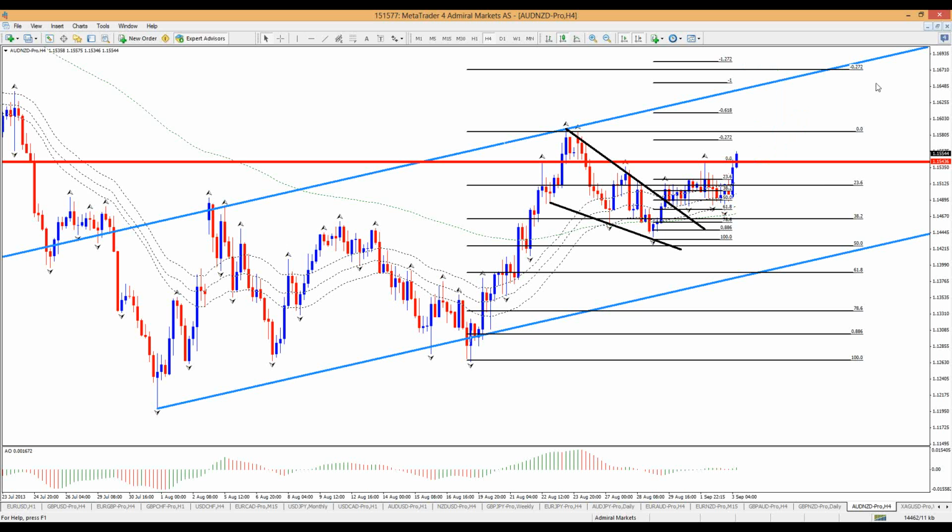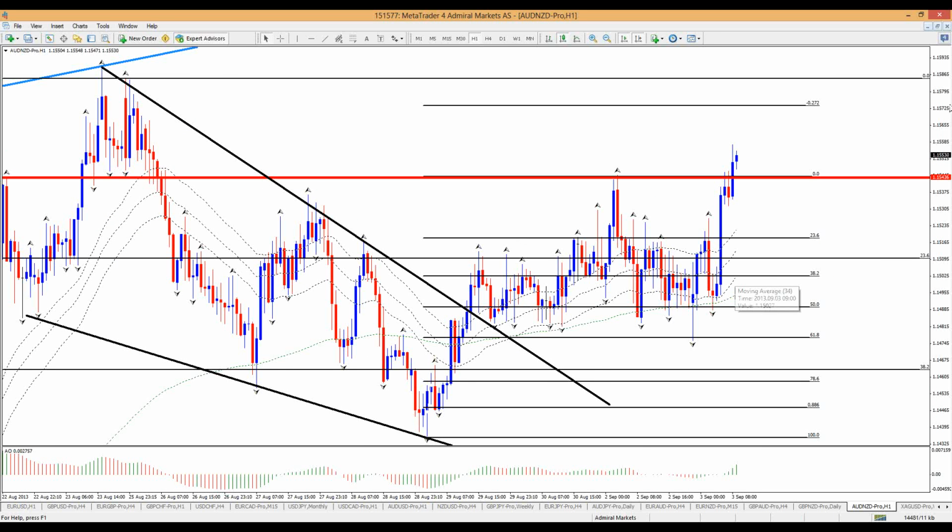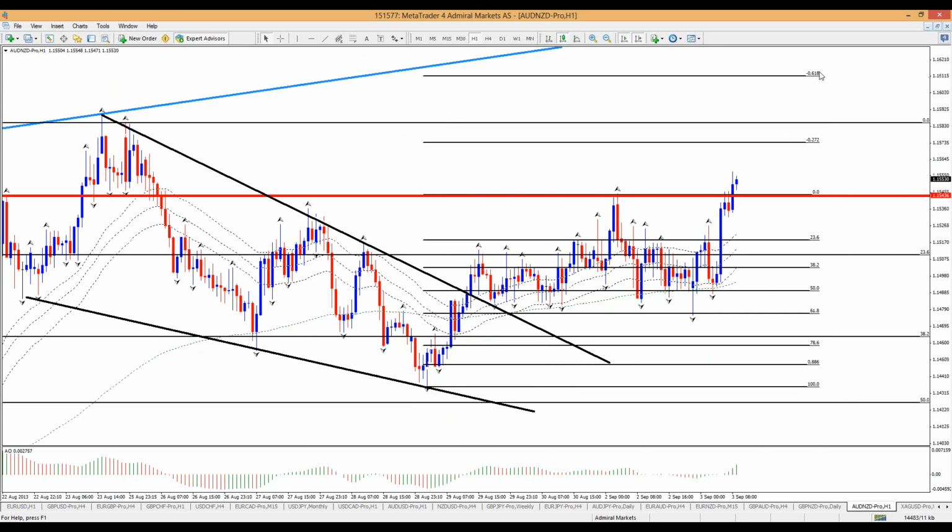So the 4 hour could work, but it is a bit of a big stop loss, so I'm not sure. It's not that bad, but it's not the smallest, maybe 70. The 1 hour world wouldn't make sense, because the 1 hour world targets are a bit lower. So the 4 hour world makes more sense.